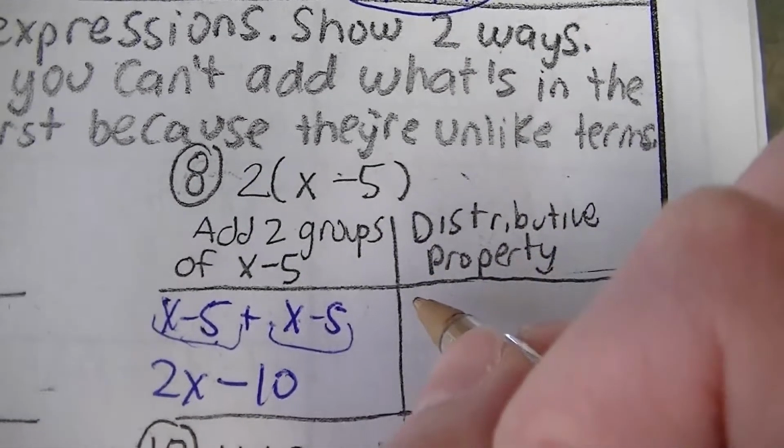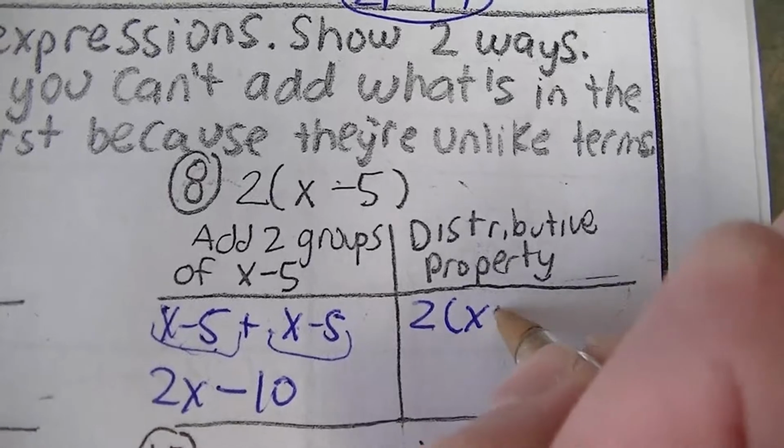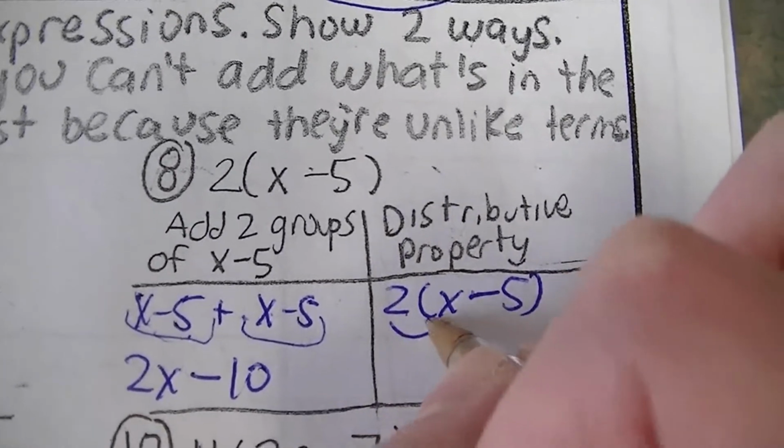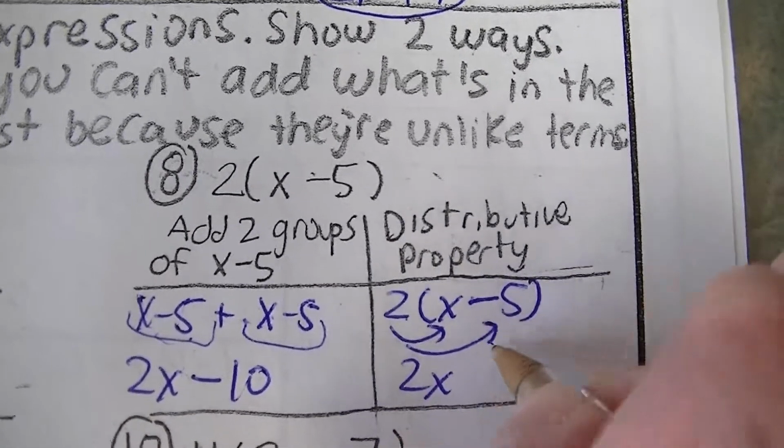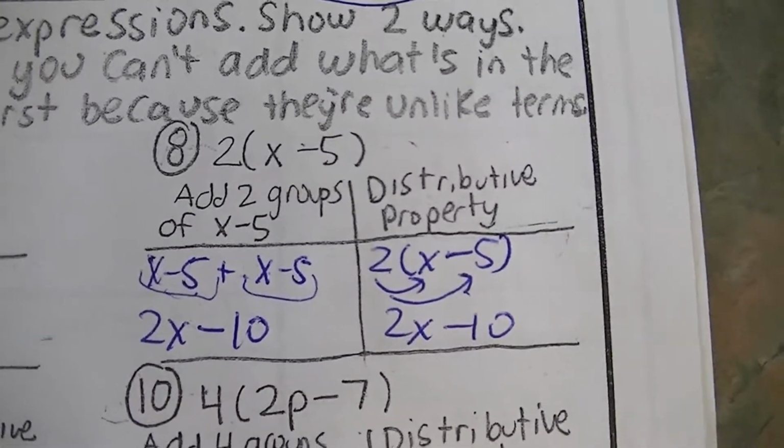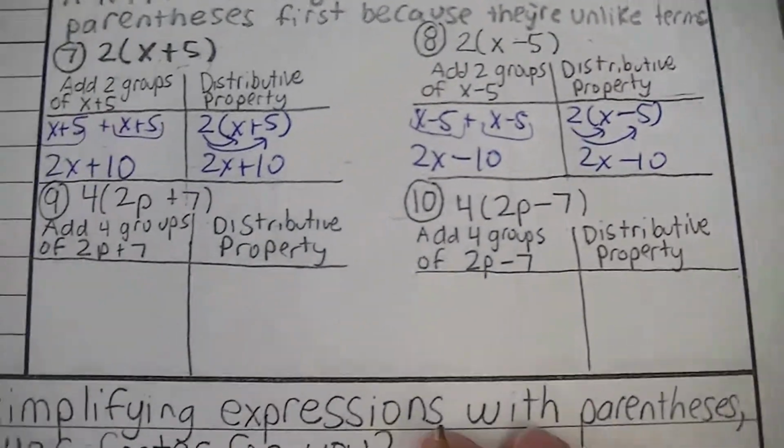Again, the fast way to do this, probably, that I want you to get in the habit of using, is the distributive property. So 2 times x is 2x. 2 times a negative 5 is a negative 10. Same exact answer. One's just a little bit faster.